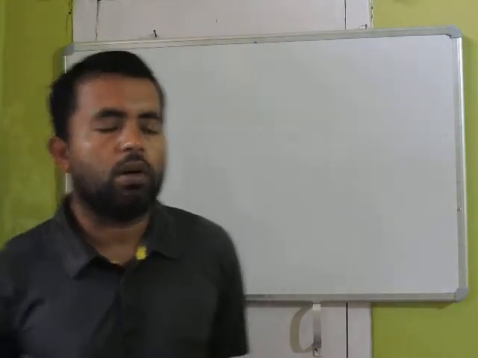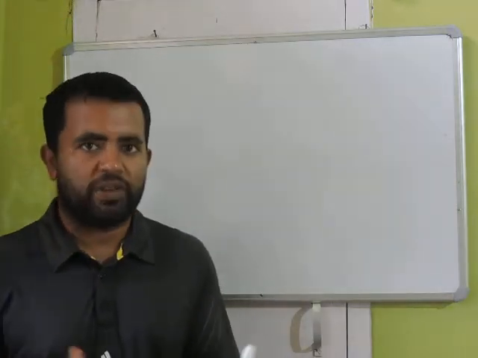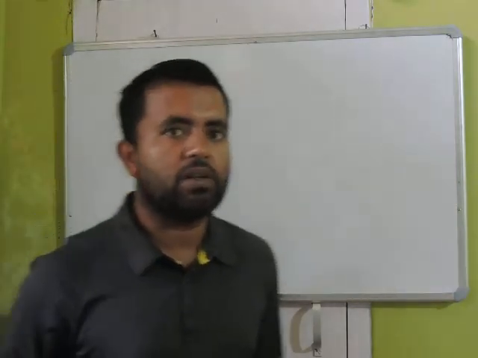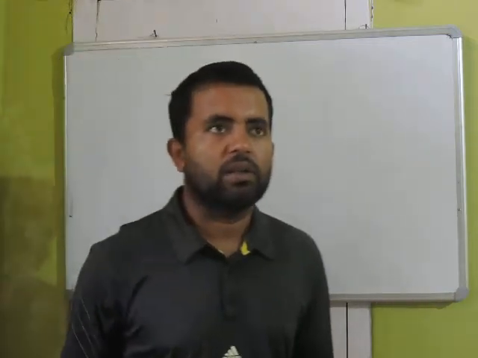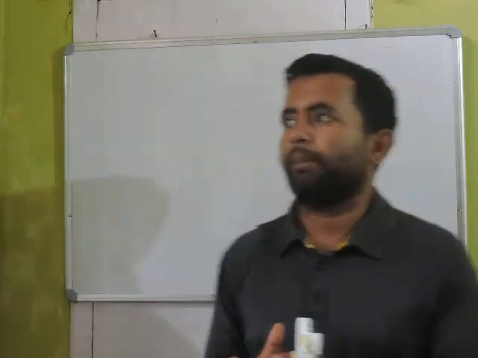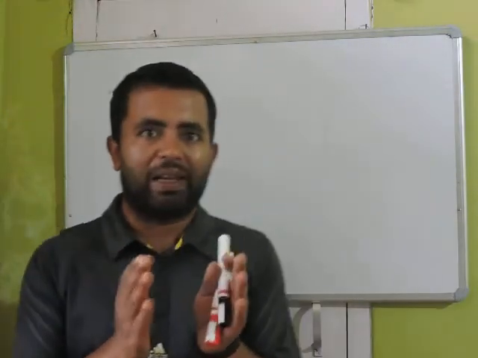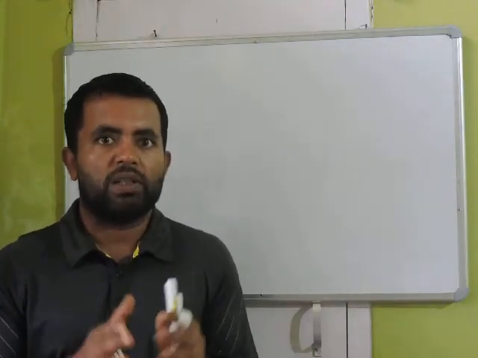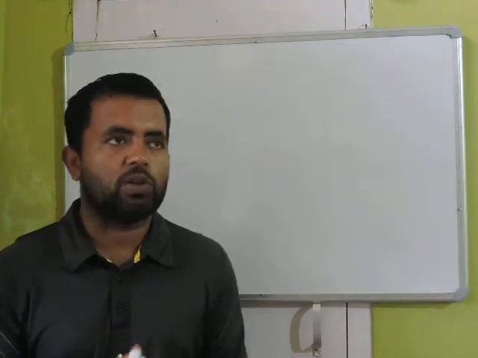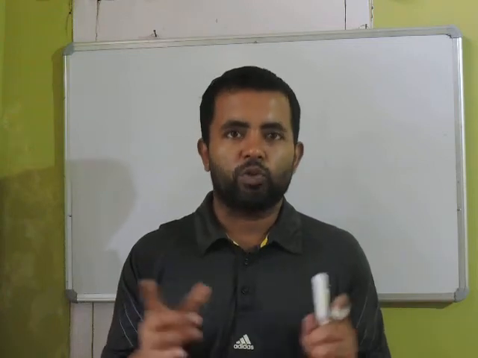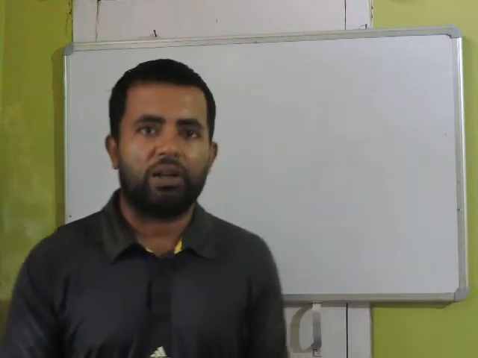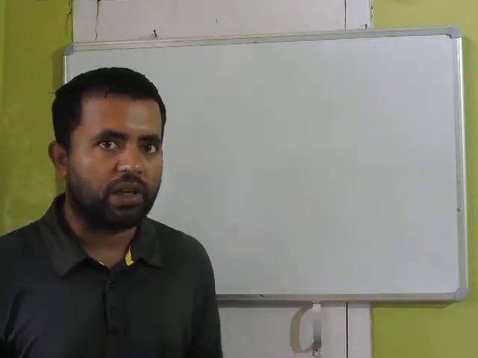Hello all. Continuing from the last lecture on lenses, refraction through lenses. In this lecture, we'll try to learn how to draw ray diagrams with lenses. As I told you, a lens has two focal lengths, and you can say two radii of curvature also. If the two radii of curvature are the same, then it is said to be an equiconvex or equiconcave lens.